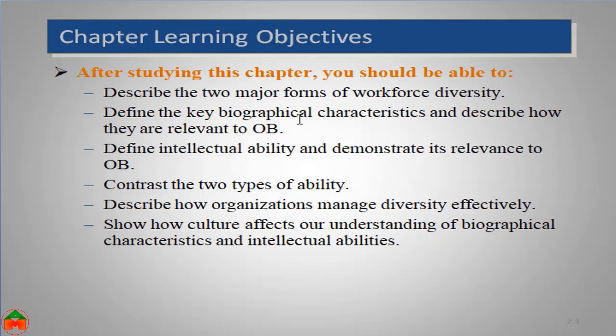In this chapter, we are going to cover the following topics. We will learn about the two major forms of workforce diversity. Then we will learn about the key biographical characteristics and how those biographical characteristics are relevant to organizational behavior. Then we will learn about the intellectual ability and we will demonstrate its relevance to organizational behavior. Then we will contrast the two types of ability, the intellectual ability and physical ability.